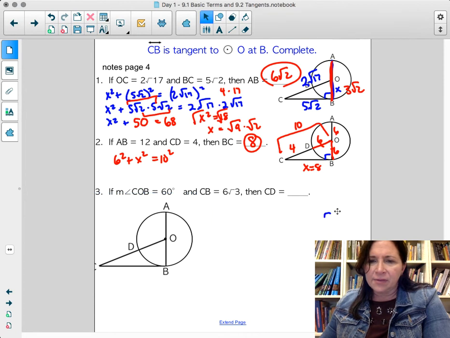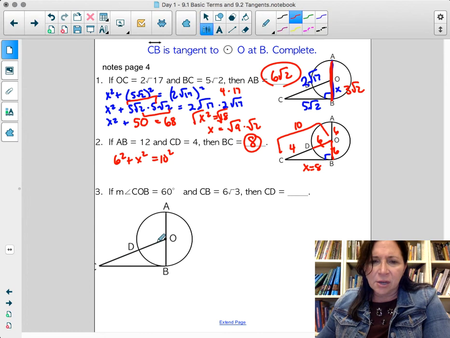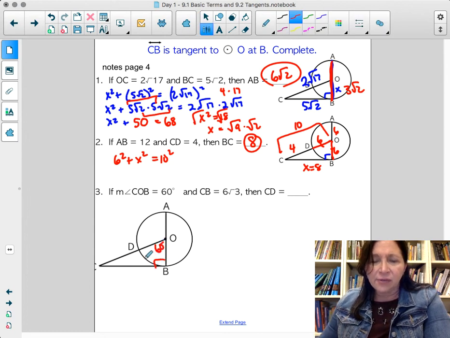Okay, and we still had that right triangle, so let me put that back in. It says that COB is 60. So there's 60. You already know this is 90, so that makes this a 30, 60, 90 triangle. CB is 6 root 3. So this is 6 root 3.